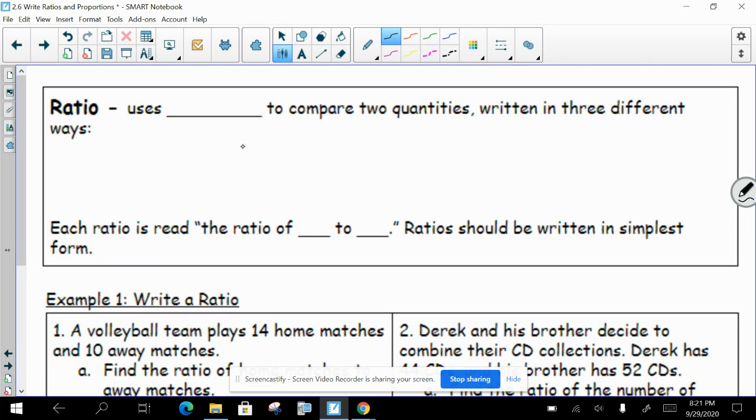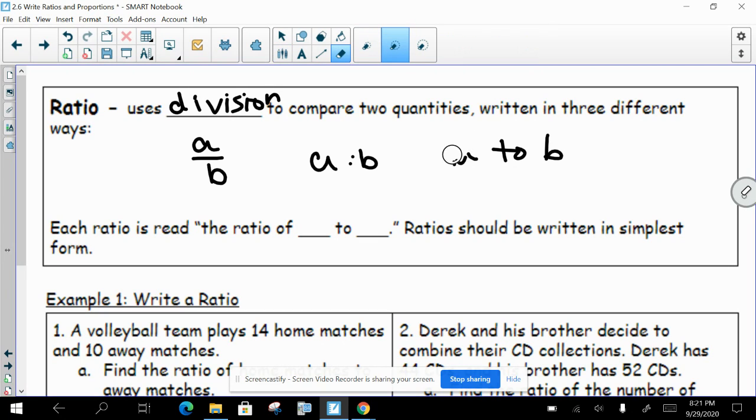Anyways, a ratio uses division, hence the fraction, to compare two quantities, and you can write it in three different ways. The first would be a over b, the second way would be a colon b, and the third way would be to say a to b. Each ratio is read the ratio of a to b.